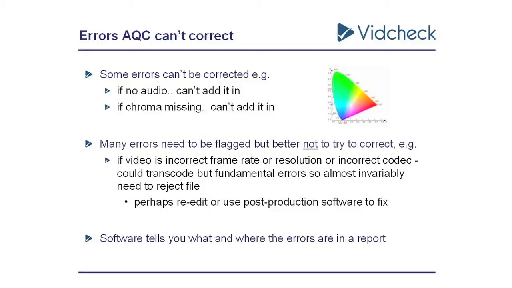Likewise, if there are similar errors with the audio, or if the video is not letterboxed when it should be, or if color bars and black frames are not present when they should be. These are fundamental errors that don't meet the required specifications, so you'd almost invariably need to reject the file. In these cases, it would usually be better to re-edit or use post-production software to fix the errors.